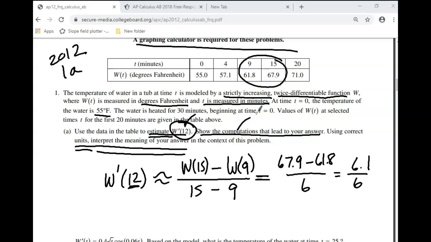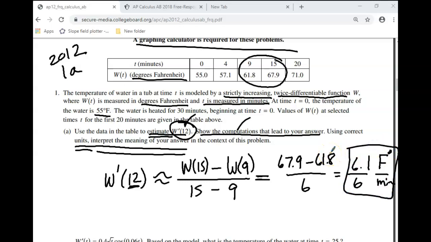But now I need to give my units. Now, W is degrees Fahrenheit, and that's what we have on the top of our fraction. So we have degrees Fahrenheit, and then time is what's on the bottom, and my time is in minutes. So that's degrees Fahrenheit per minute. And there's that. But that's not good enough. They want us to not just give the units, but they also want us to interpret it in the context of the story problem. So what does this answer mean?